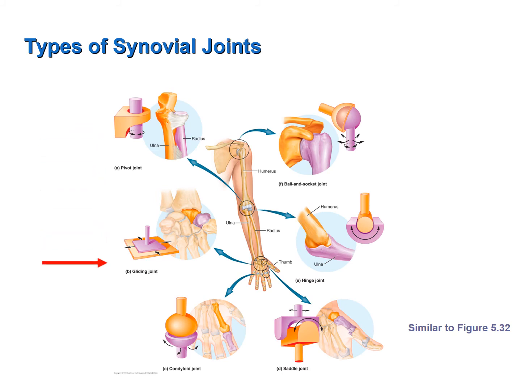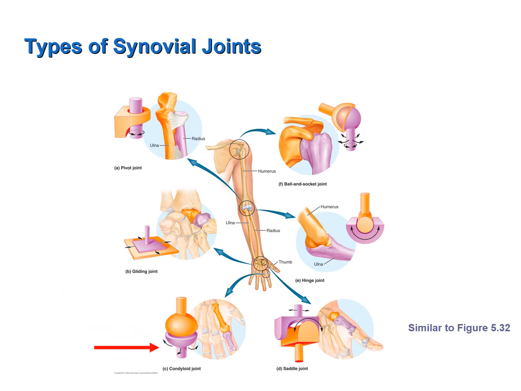In a gliding joint, you have flat articulating surfaces and the bones slide past one another. Such is the case where the carpal bones articulate with one another. There is no rotation around an axis, therefore these are non-axial joints.